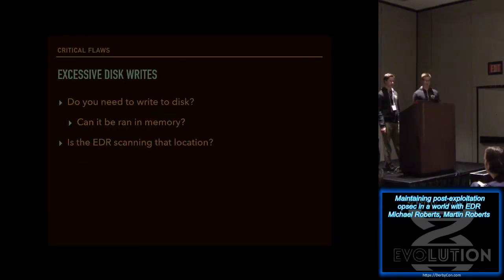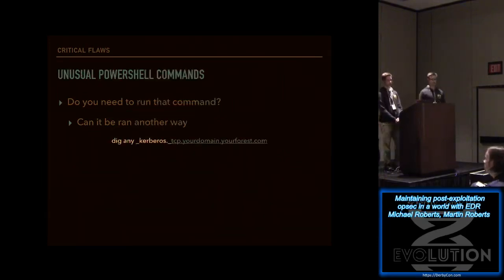Excessive disk writes. Do you need to be writing to disk, and can you be running it in memory? A classic example of this just on Linux would be curling something down, say a Linux privesc script. So curl the script, and then instead of writing it to disk with the -o flag, you can just pipe it to bash. It will run in memory as a process, and it won't write to disk. So just things to remember. How can I be running things in memory instead of writing to disk whenever possible? And is the EDR scanning this location? This is something we'll cover later.